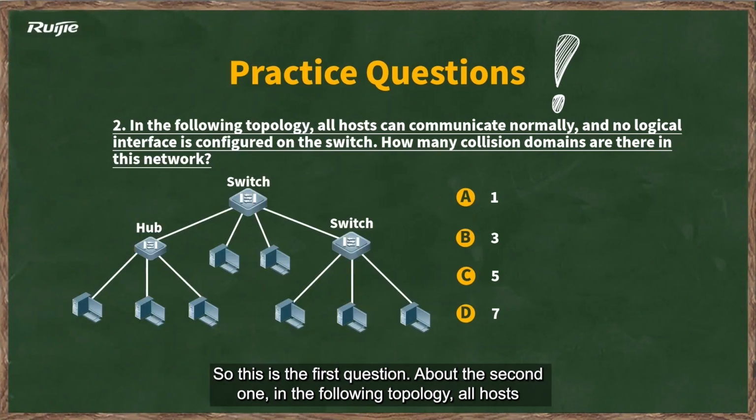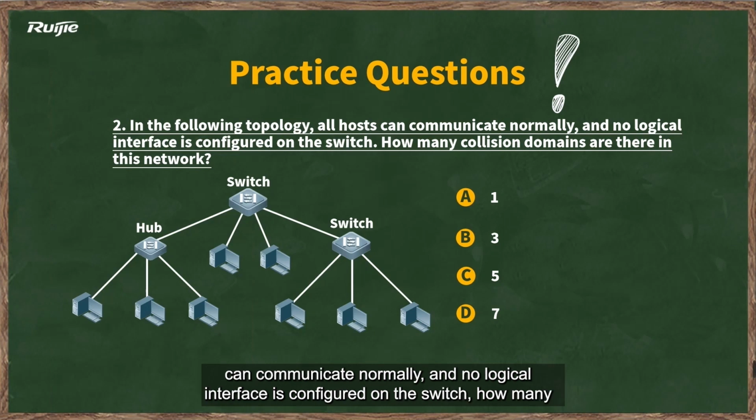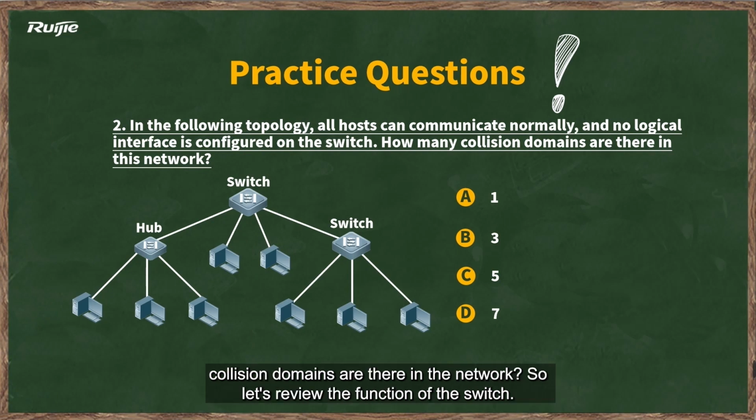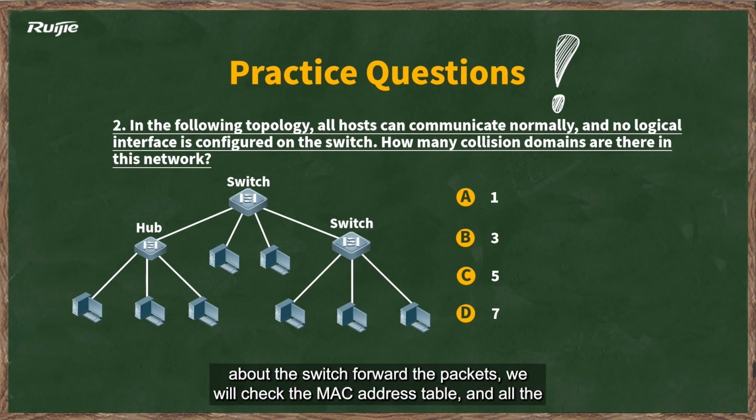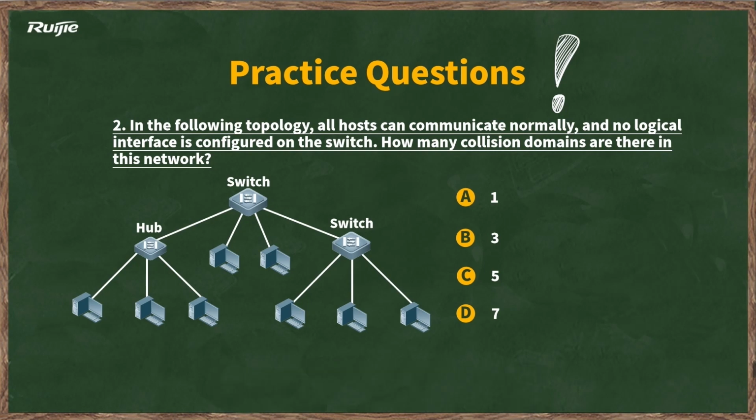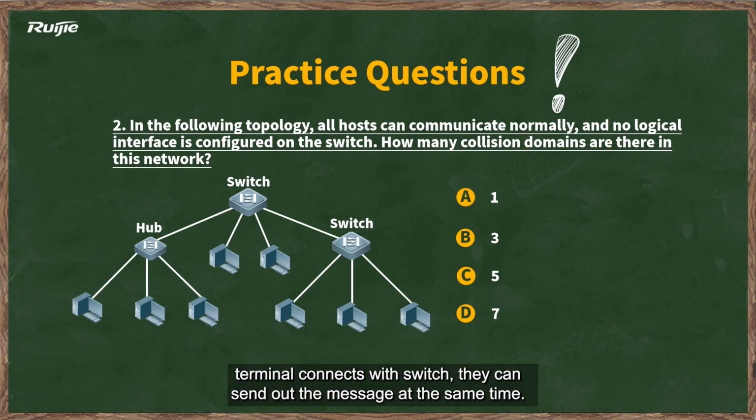And about the second one, in the following topology, all hosts can communicate normally, and no logical interface is configured on the switch. How many collision domains are there in the network? So let's review the function of the switch. We use the switch to connect network devices, and one port is one collision domain. Because for the packets, the switch will check the MAC address table, and all the terminals connected to the switch can send out messages at the same time.